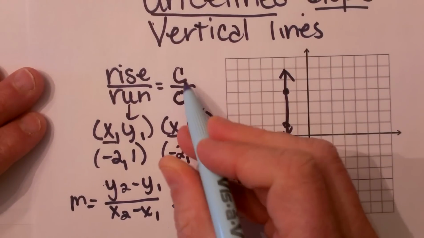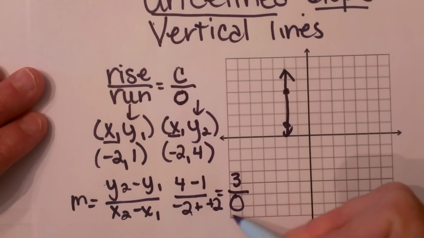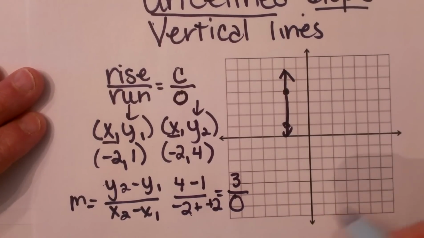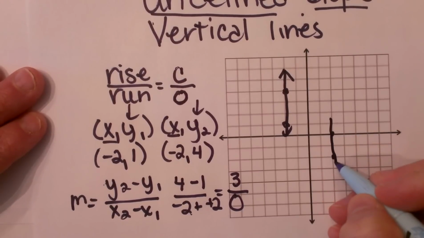The top, that constant, it doesn't matter the value, but the bottom is what matters, the fact that you're getting a 0. So there you go. That's how you find a vertical line. So vertical lines have undefined slope.